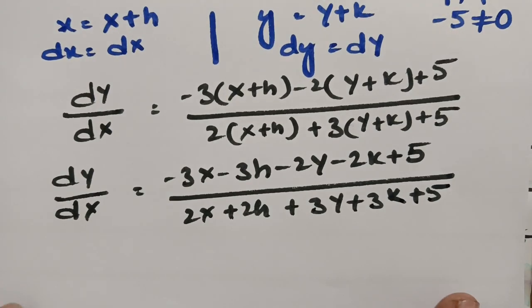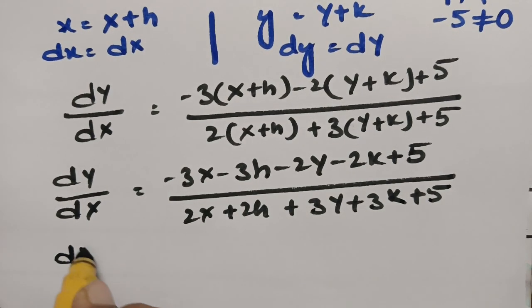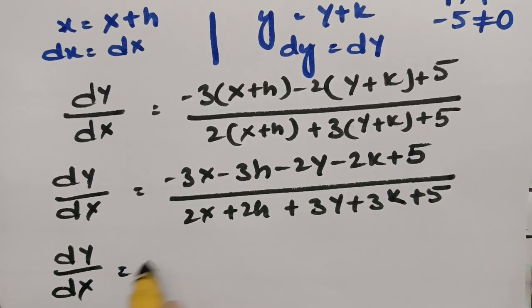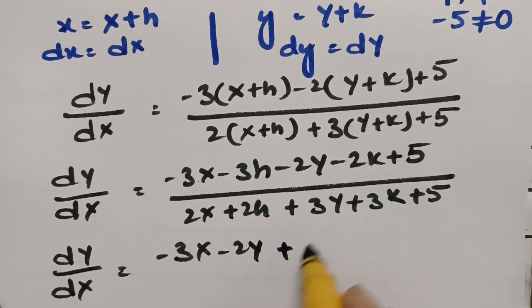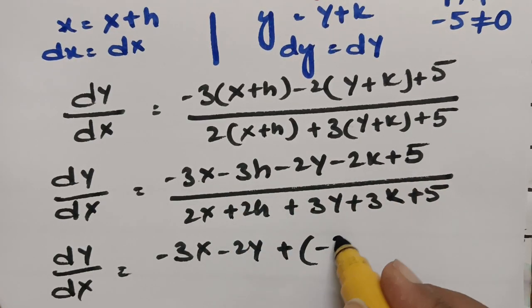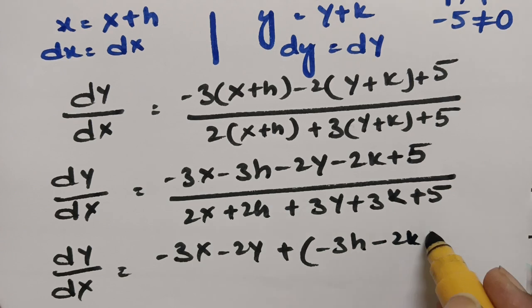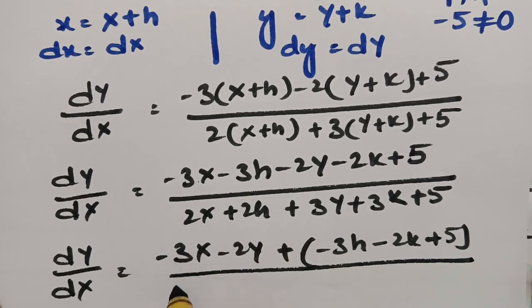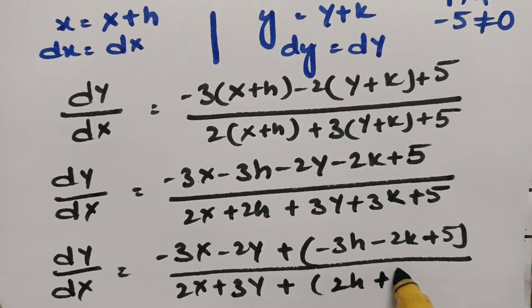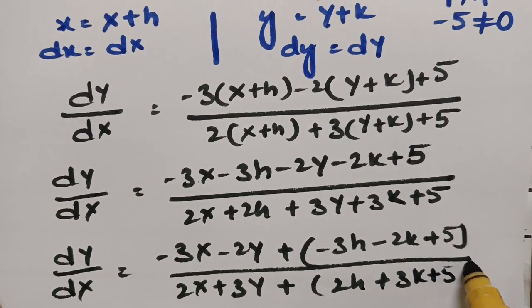See, I'm separating these variables here. So dy/dx = (-3x - 2y + (-3h - 2k + 5)) / (2x + 3y + (2h + 3k + 5)).